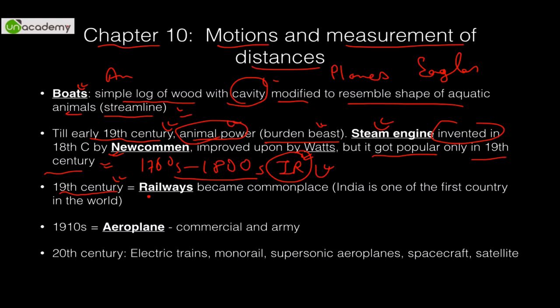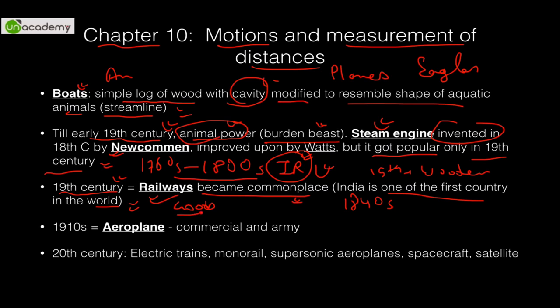Now in the 19th century railways became commonplace. Like, railways have existed since the 15th century. In Europe there were wooden rails and all, but they were not mass transport. In England they were fairly commonplace in the 1840s, but India is one of the first countries in the world because Britishers were having the government in India back then, and they wanted to transport goods from the interior to ports. That is why they developed railways in India. Well placed in the 1850s, 1853. Everybody knows it started from Thane.